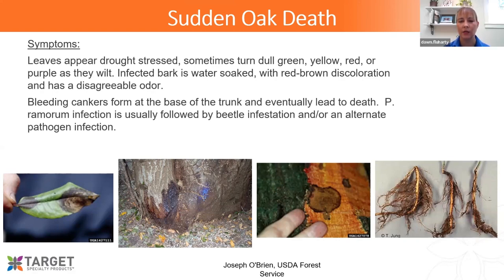A lot of times, like with sudden oak death, we can get a big old mature oak. Anything larger than 20 inches in diameter, we want to do a trunk injection application on. Bark sprays have been proven to be not as effective on larger diameter trees, just because we can't get good penetration with the bark spray. The smaller diameter trees, by all means, use the bark spray.